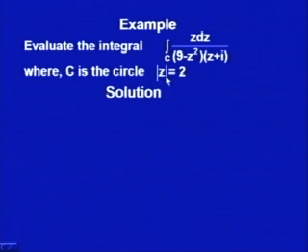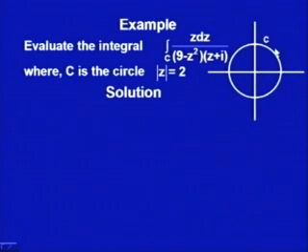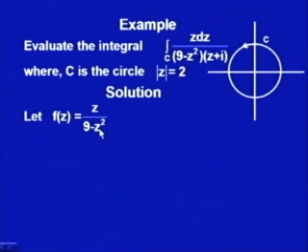Let us first see what my contour is. My contour is a circle of radius 2 with center at the origin. Now, let us see what my function is. The function I am considering is z upon 9 minus z squared. This function will cease to be analytic at z equal to plus minus 3.